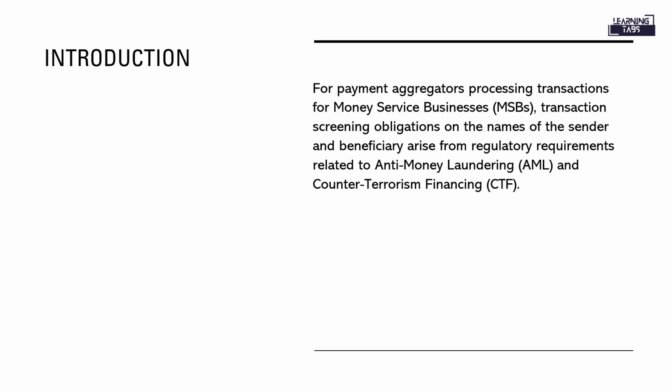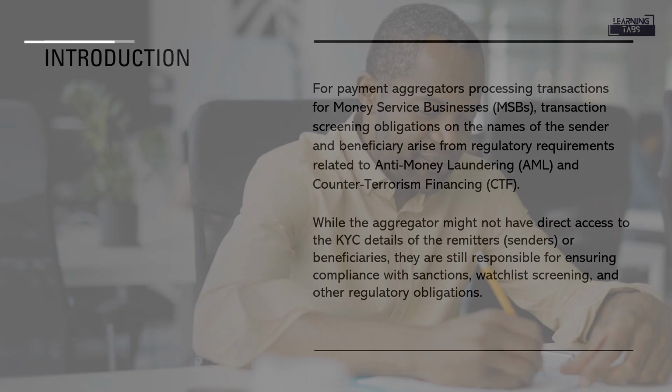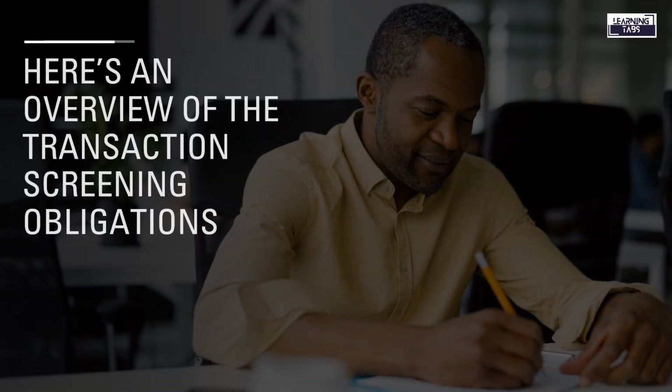Transaction screening obligations on the names of the sender and beneficiary arise from regulatory requirements related to anti-money laundering, AML, and counter-terrorism financing, CTF. While the aggregator might not have direct access to the KYC details of the remitters, senders, or beneficiaries, they are still responsible for ensuring compliance with sanctions, watchlist screening, and other regulatory obligations. Here's an overview of the transaction screening obligations.